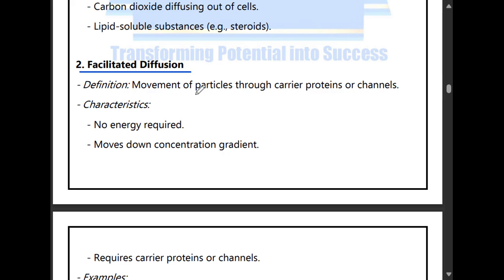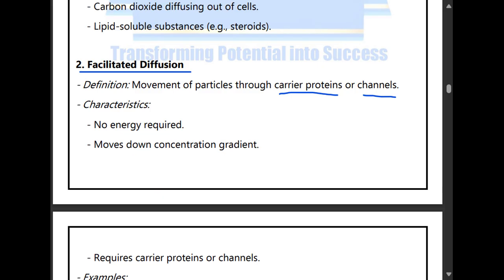Then the second one is facilitated diffusion. Facilitated diffusion is also a passive kind of transport mechanism which involves the particles moving down their concentration gradient. But the difference is that facilitated diffusion involves carrier proteins or channels. Are we together? So facilitated diffusion involves the carrier proteins or channels.